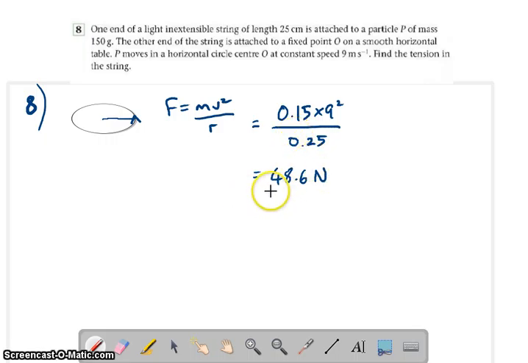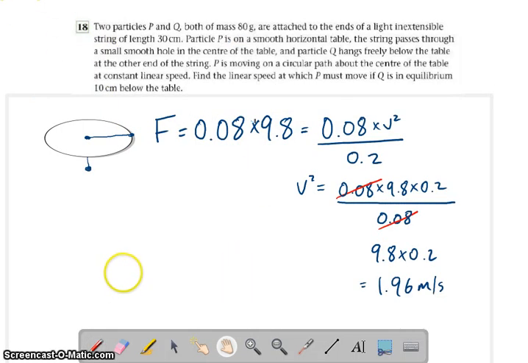This topic is looking easy so far. I know what you're thinking. I hope it gets a little bit harder. It will. Okay, so I like this question a lot. It's about two particles separated by a string, or attached by a piece of string, and the string goes through a hole in the middle of a table.